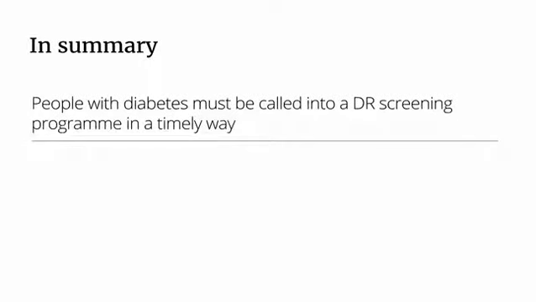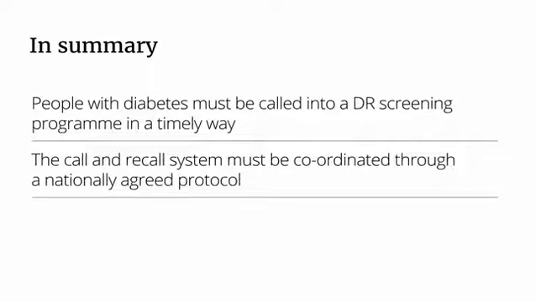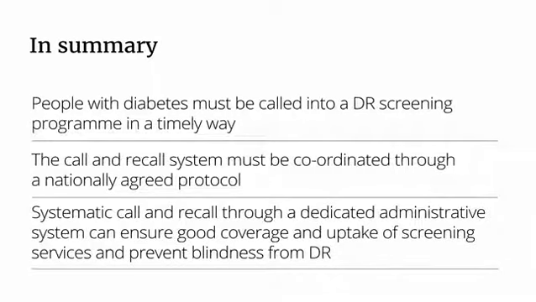In summary, people with diabetes must be called into a diabetic retinopathy screening programme in a timely way. The call and recall system must be coordinated through a nationally agreed protocol. Systematic call and recall through a dedicated administrative system can ensure good coverage and uptake of screening services and prevent blindness from diabetic retinopathy.